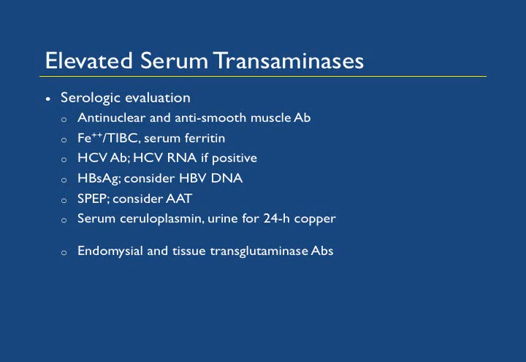Increasingly, celiac disease can cause elevated serum transaminases, and the incidence of celiac disease is increasing worldwide. So endomysial and tissue transglutaminase antibodies should be obtained. Although not listed, since there is no serologic evaluation for non-alcoholic fatty liver disease, an ultrasound could be obtained in a patient with elevated serum transaminases to look for fatty infiltration.